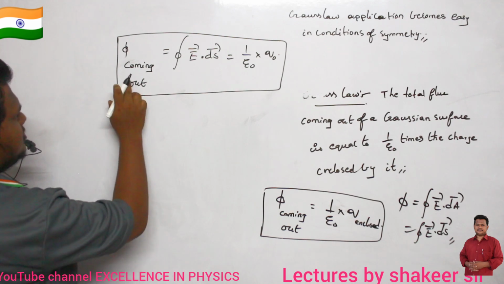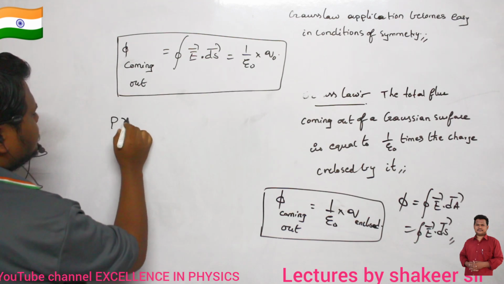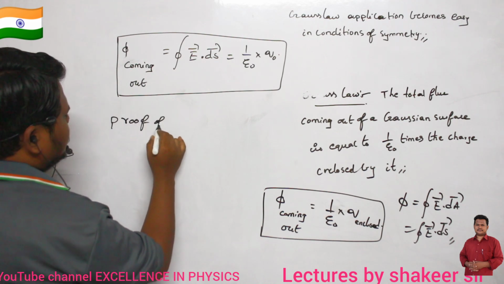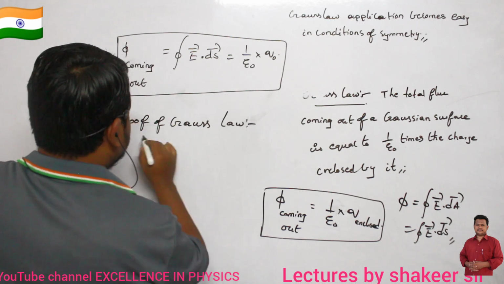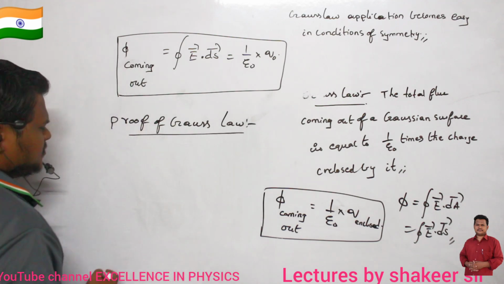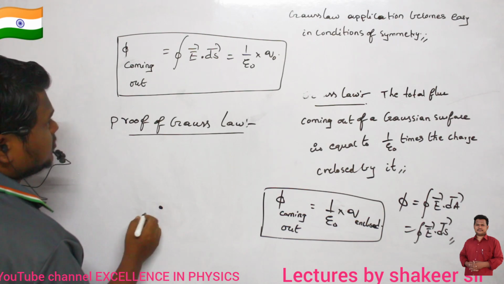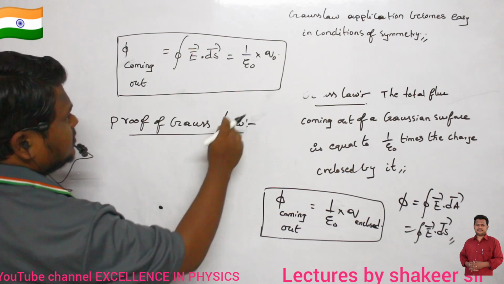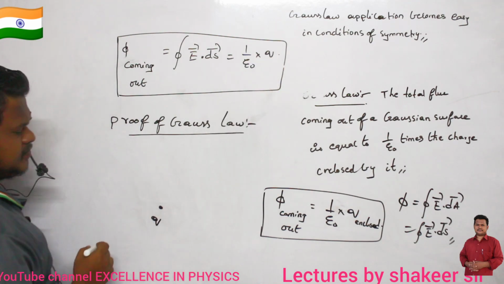So let us see how this Gauss law is proved here. Actually, how I got this relation. So this is called the proof of Gauss law. Are you able to understand? See, let us consider a small charge Q present here. Clear? It's a small charge Q.